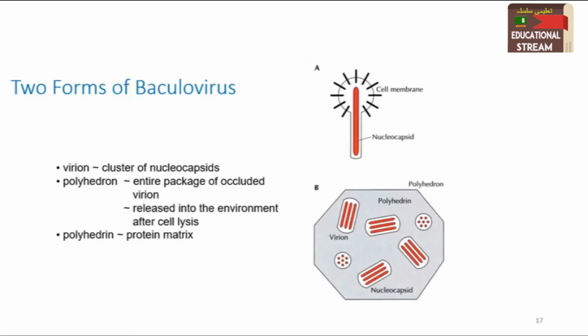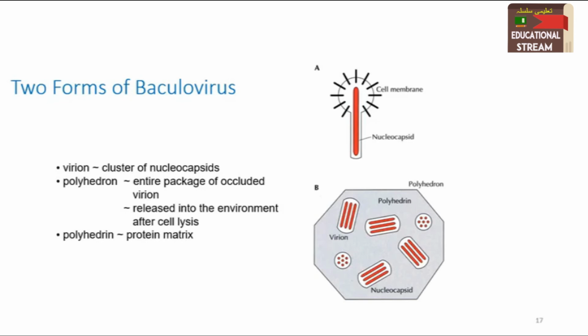So on this slide, the two forms of baculoviruses are shown. This is the main structure of baculovirus, that it contains the cell membrane, and this is the nucleocapsid. And in figure B you can see this is a virion, and a virion is actually a cluster of nucleocapsids. When many nucleocapsids are clustered together, we call it a virion.